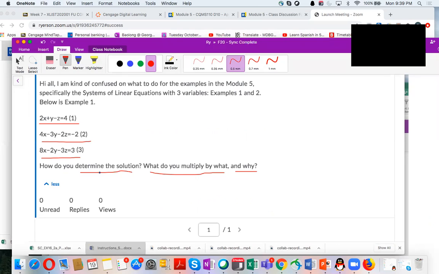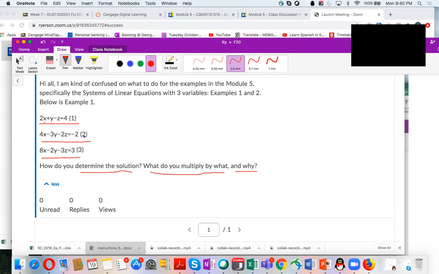Okay. So to determine the solution, we need to eliminate a number of variables. Initially, you have 3 variables, x, y, and z. We want to eliminate one variable. For example, you want to eliminate variable z so that you only have 2 variables, x and y. So how do I eliminate the z variable?